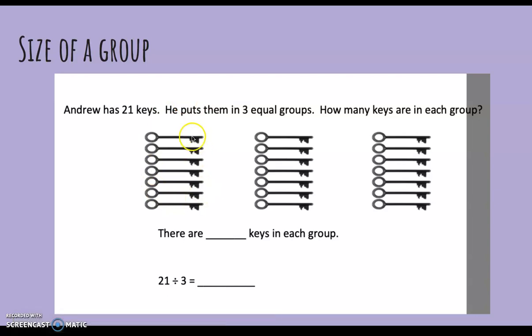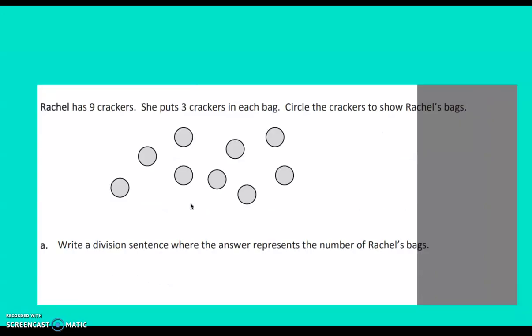So let's count. 1, 2, 3, 4, 5, 6, 7. So what is the size of a group? 7. So there are 7 keys in each group. Easy? Awesome. So let's look at the next question.